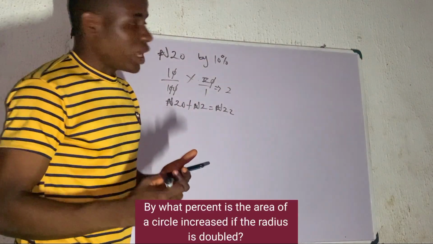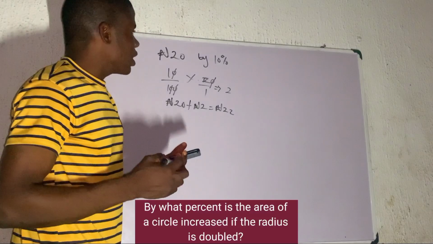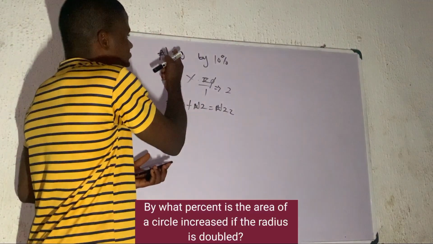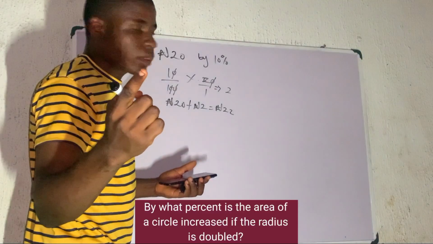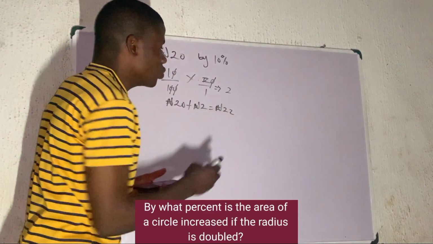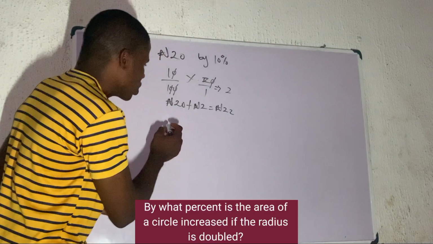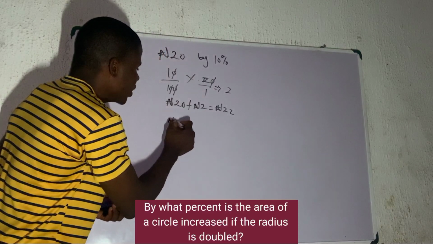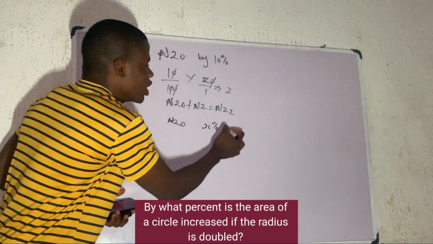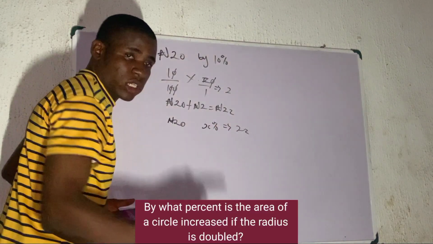Does it make sense? Now, watch out. What if a question comes like this: by what percent is 20 naira increased to get 22 naira? By what percent is 20 naira increased? Let the percentage be x percent to give us 22 naira. Does it make sense?